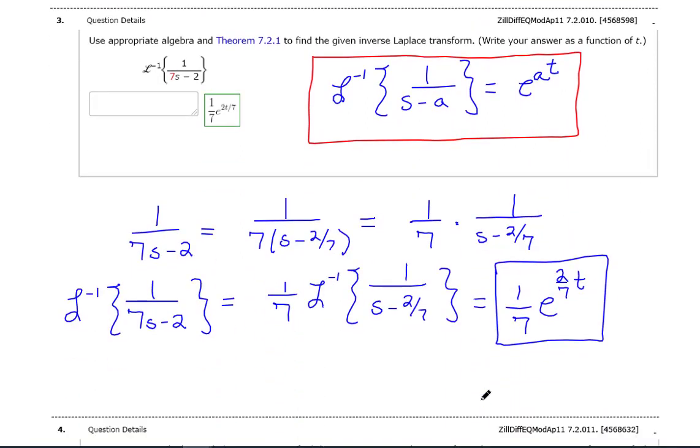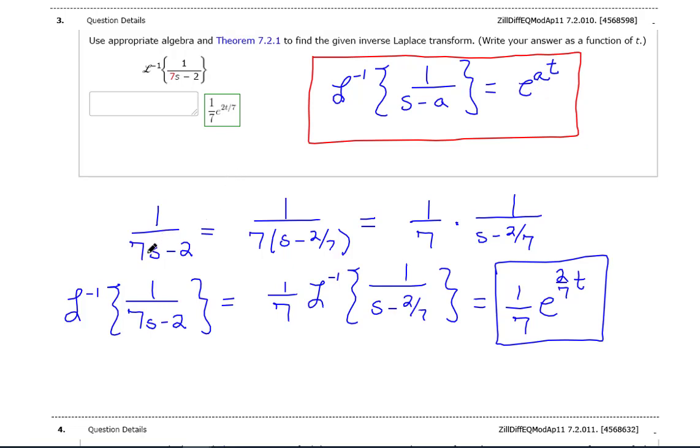Alright, so in question 3, we have 1 over 7s minus 2. Well, I don't have any formulas that look exactly like that. The one we have is 1 over s minus a goes to e to the at.